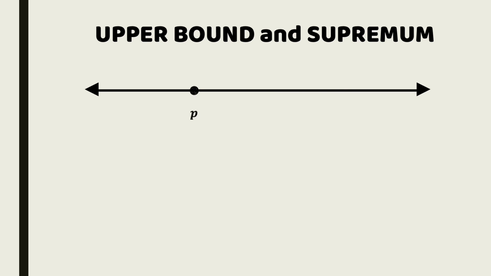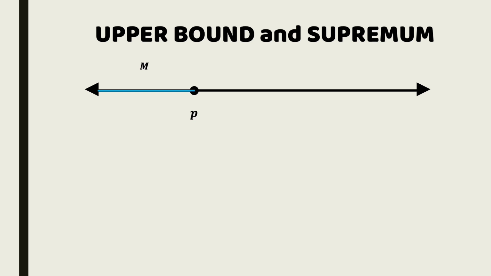Let us now proceed with upper bound and supremum. Again, let us illustrate the real number using a number line, and we'll let p be a real number. Then we'll let m be the subset of real numbers such that the elements of set m are real numbers less than or equal to p. Set m is said to be bounded above, and we can identify its upper bound.